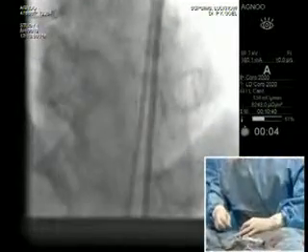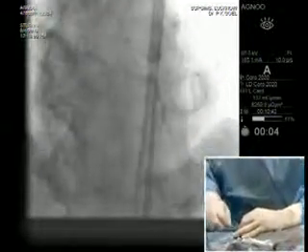Dr. Goyal, do you do CT angio prior to every CTO procedure, any case? Yeah.